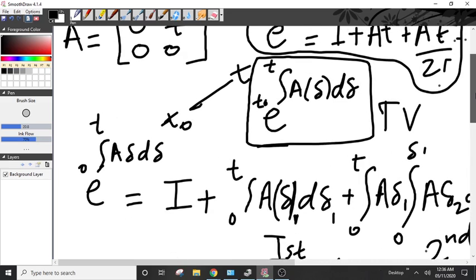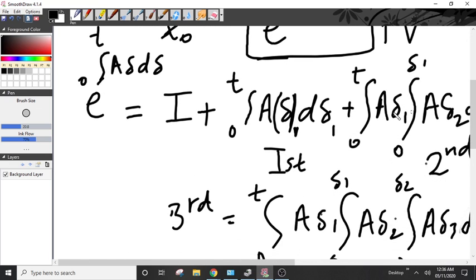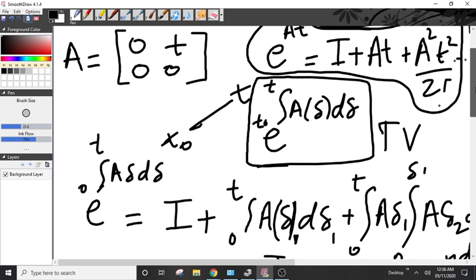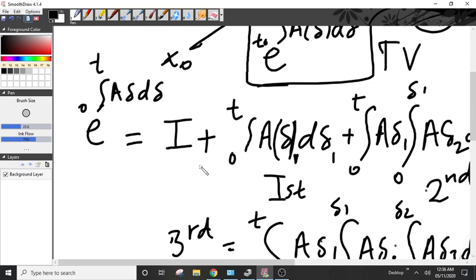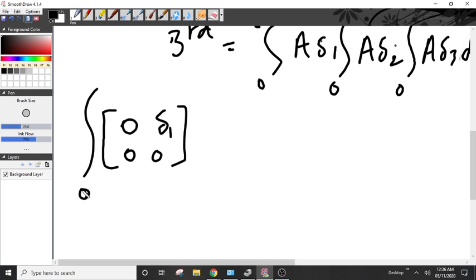So now for the question that I've written here, to solve this I need all these three terms, and at the end I will add up these three solutions to get my e power At, which is actually my transition matrix. So if A is this and my first entry is the identity matrix, so I know this term. Now I need to find this term. So A(sigma 1) will be 0 sigma 0 0. So this is my term, and this is integrated over 0 to t d sigma 1, and this is my first term actually.